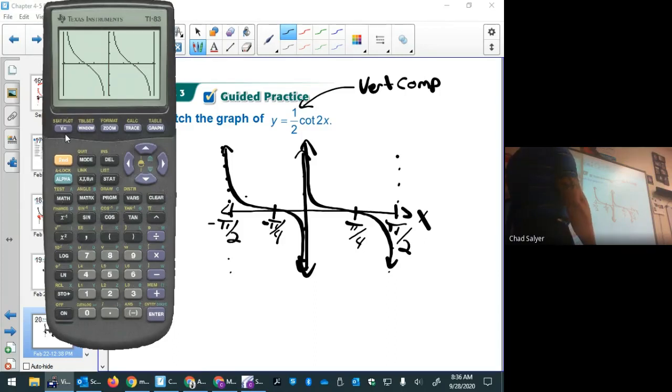We'll just graph it here and see what we look like. So 1/2 cotangent of 2x. Okay, I think that's right. Window, negative pi over 2.